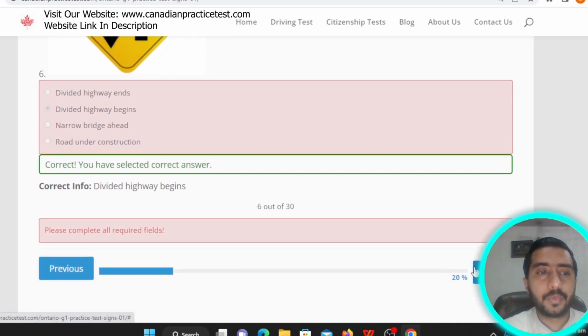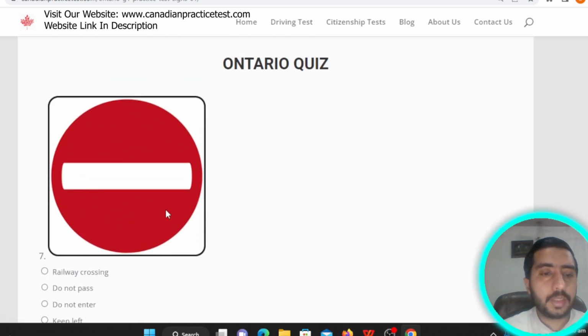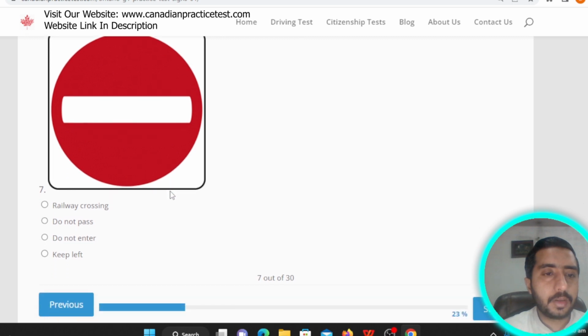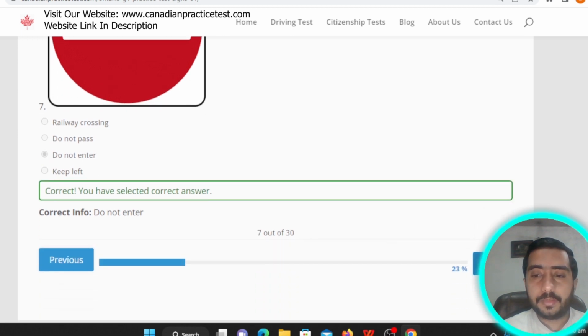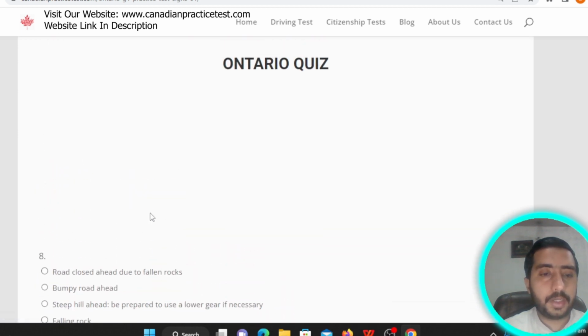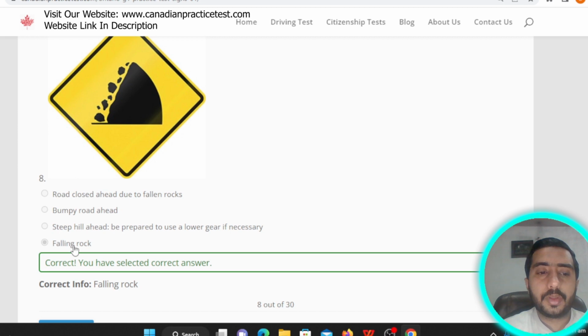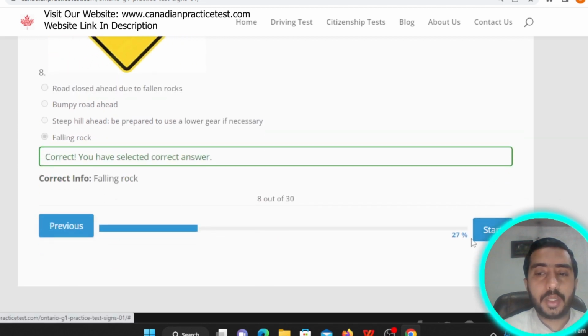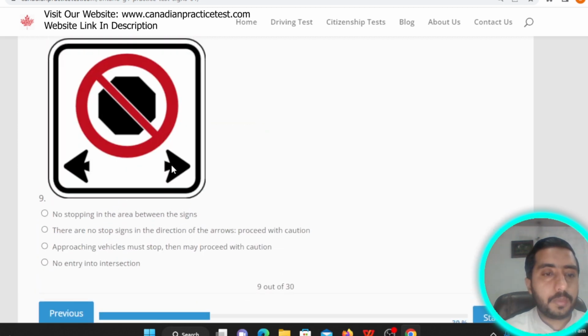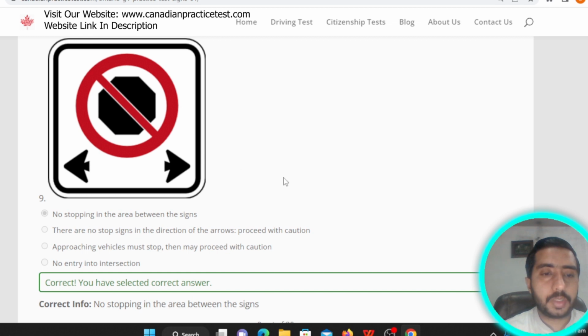Next question, question number 7, and the seventh symbol represents do not enter. Option C is the correct option. Next question, question number 8. This eighth symbol denotes falling rock. Option D. Next one, question number 9. Question number 9 is denoted by no stopping in the area between the signs. Option A is the correct option.